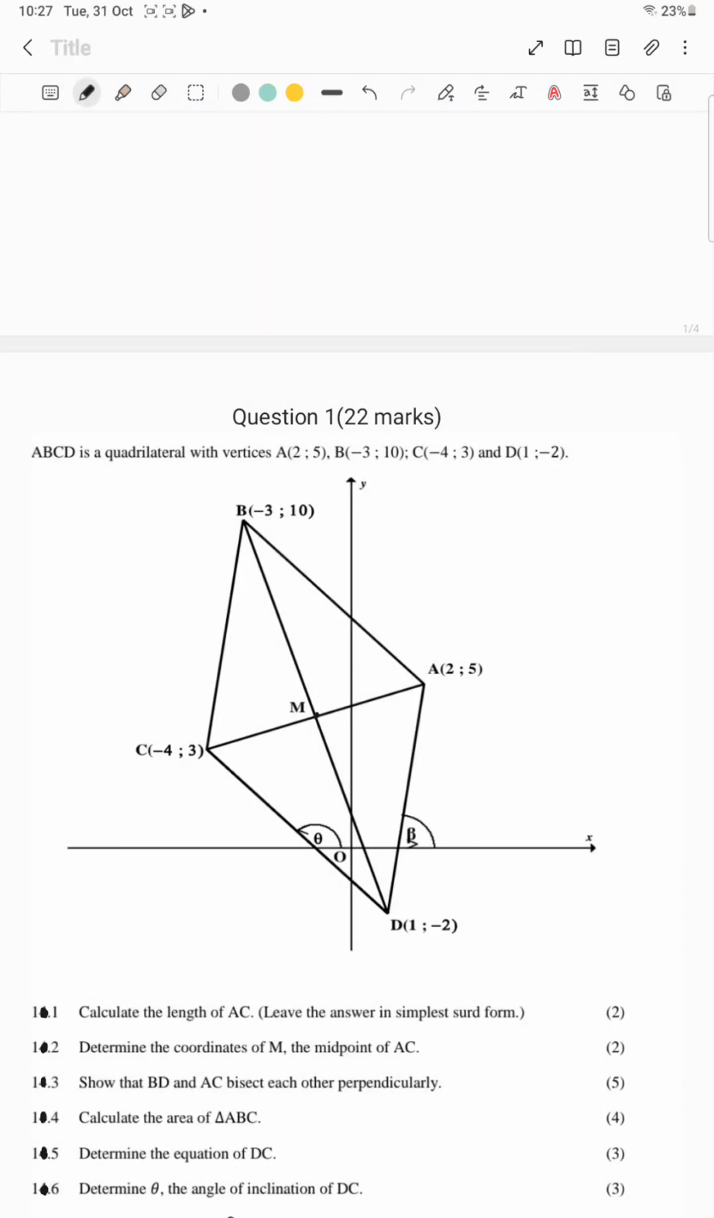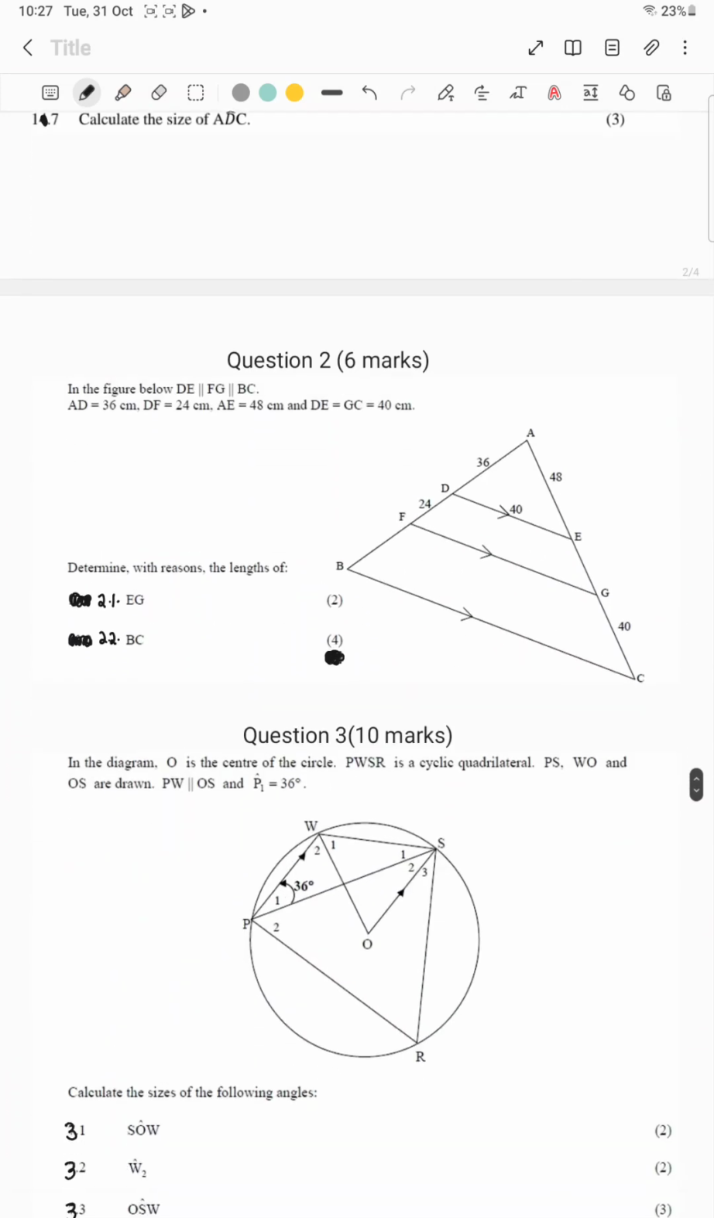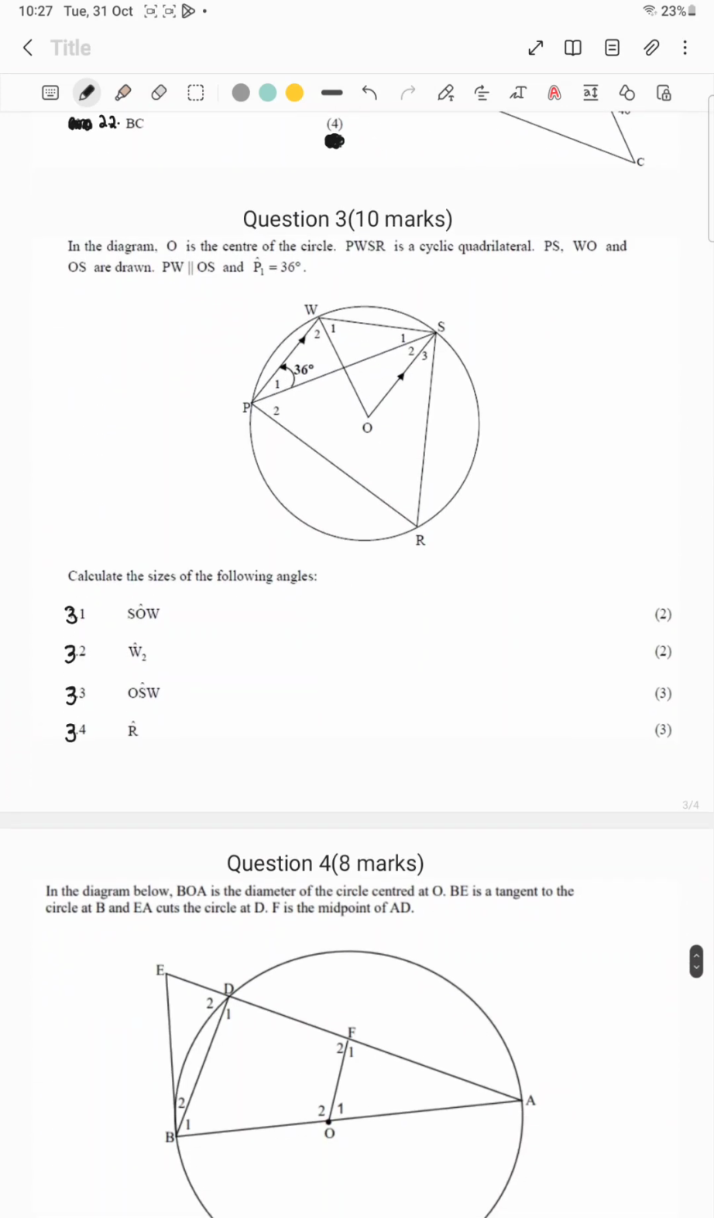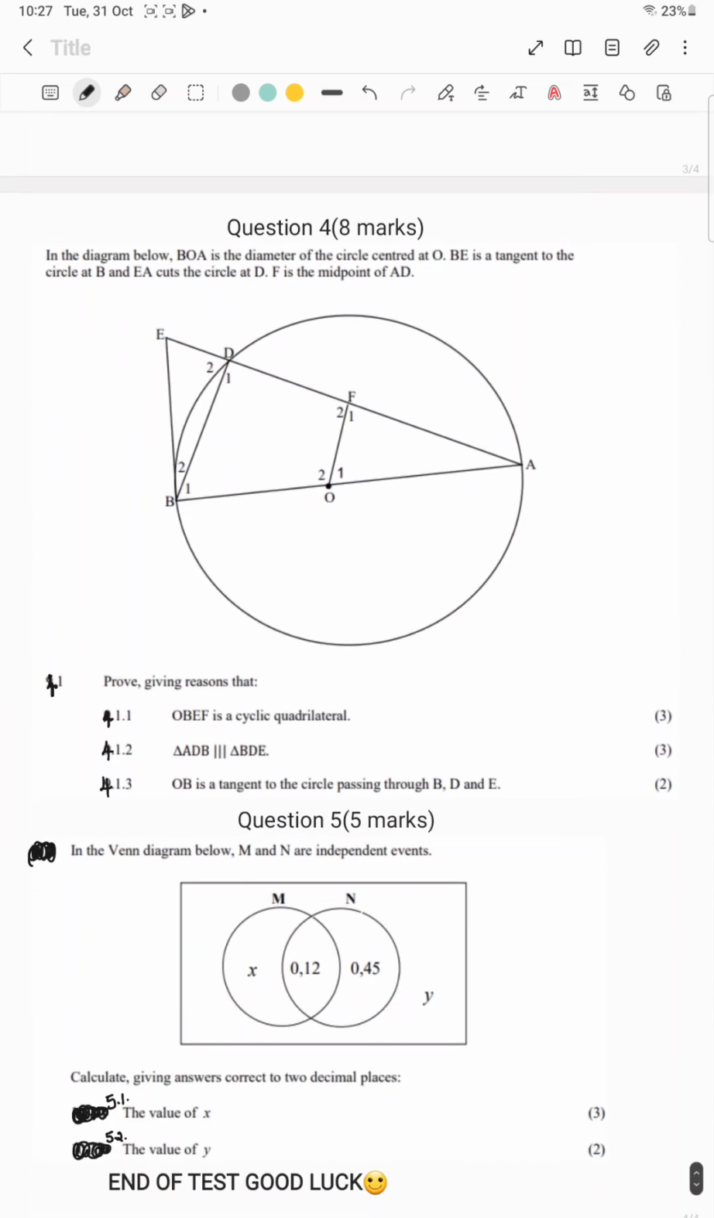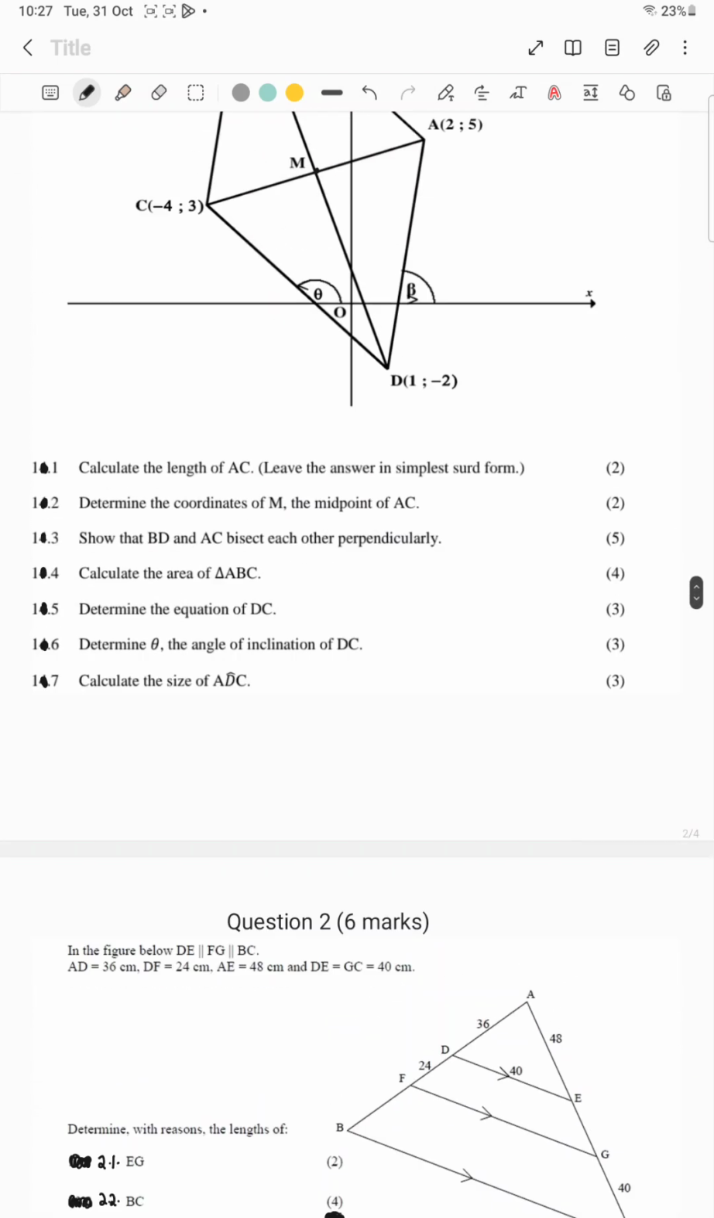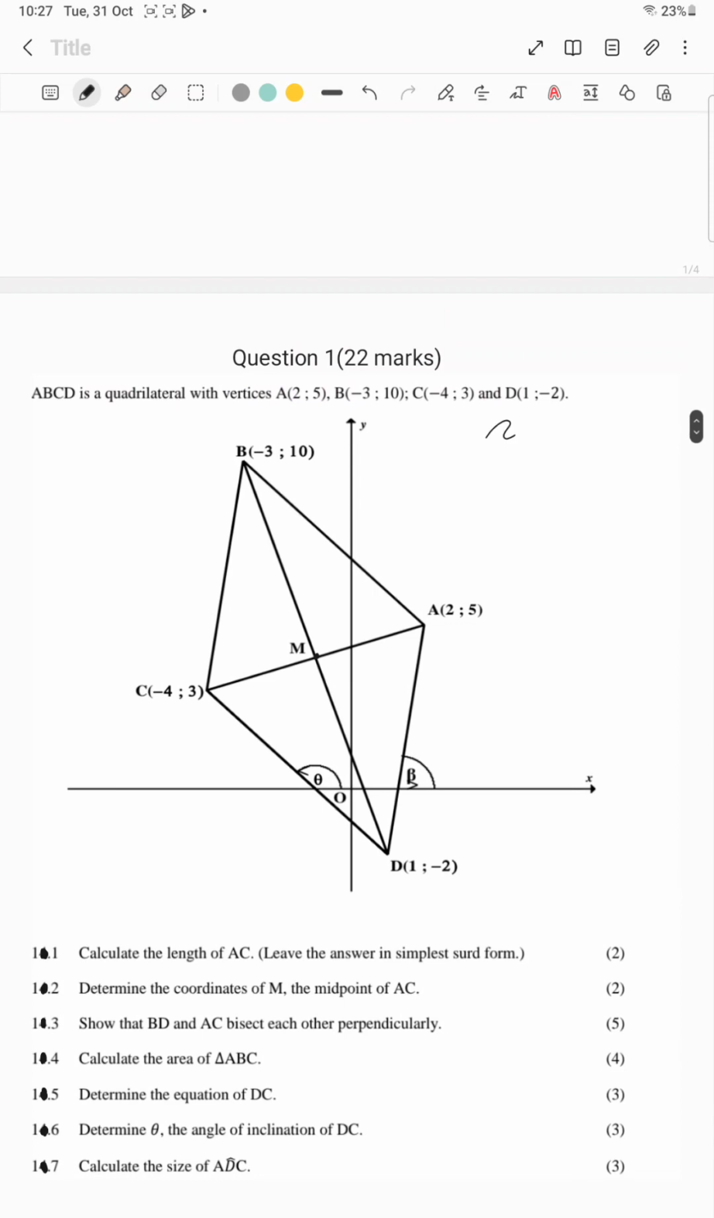So today I'm going to be looking at a test that I did with my students the other day. It's mostly Paper 2, so it's preparation for Paper 2, and the last question here is probability, which is part of Paper 1. All right, let's get to it.